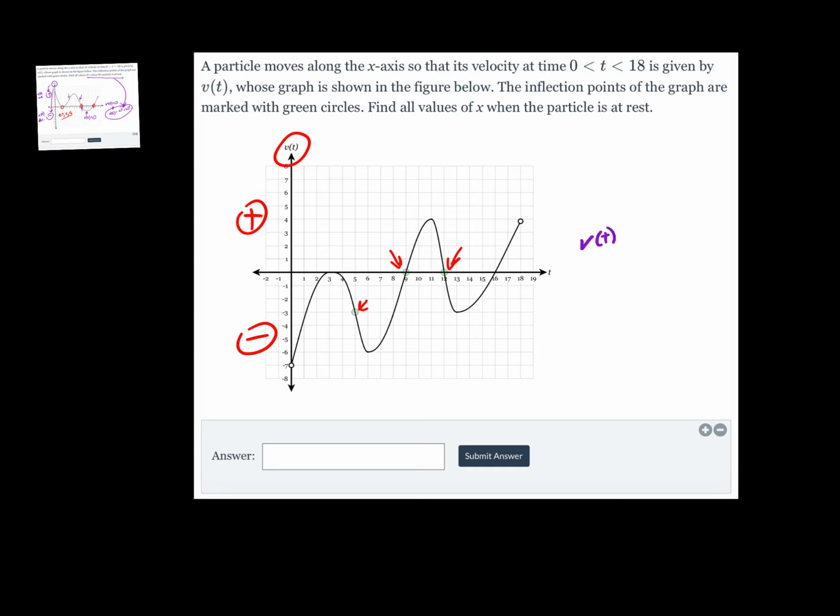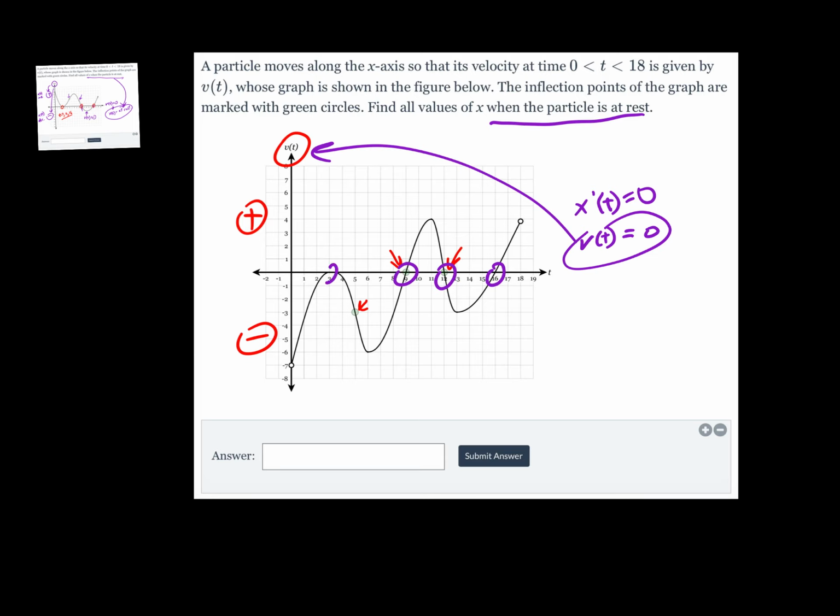We are looking at velocities of 0, right? If you want to know where the x values are at rest, that means you want to know where the slope of the tangent lines of x are 0. That's your velocity function, and that's what we are looking at, the velocity graph. So just like before, just because those are points of inflection, that's irrelevant, all right? The answer here is we have one at time equals 3, one at time equals 9, 12, and 16.